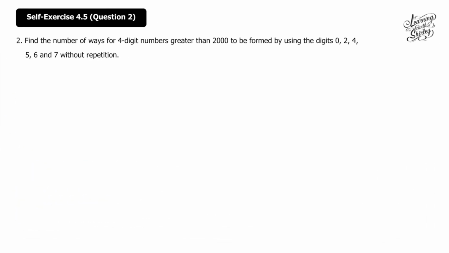Let's look at question number 2. Find the number of ways for 4-digit numbers greater than 2000 to be formed by using the digits 0, 2, 4, 5, 6, and 7 with repetition. So here we have 6 digits, and we have to form a 4-digit number, which means 1, 2, 3, and 4. Greater than 2000 means that the first place has to be either 2, 4, 5, 6, or 7.